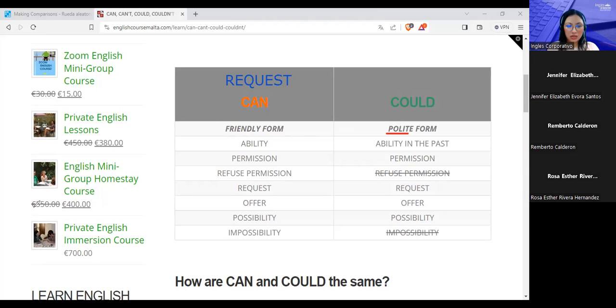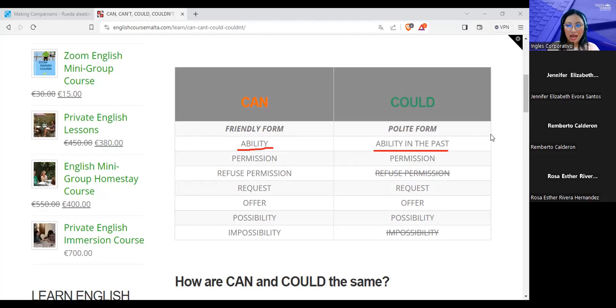Siguiente. Comparemos entonces can and could. Demuestra una habilidad. Puedes. La otra demuestra una ability in the past. Pero esto es cuando yo redacto oraciones afirmativas. I can swim. Puedo nadar. I couldn't swim when I was a kid. No podía nadar cuando estaba pequeño. Para oraciones afirmativas, estos verbos modales demuestran habilidad. Ambos. One in the present and the other one in the past.